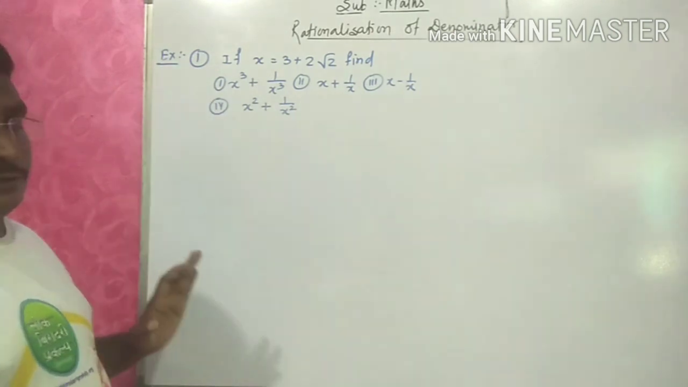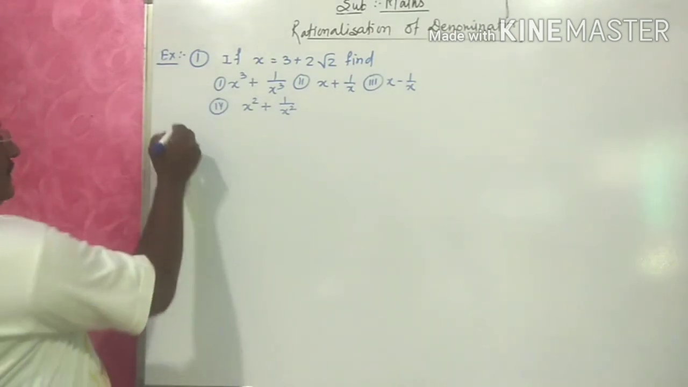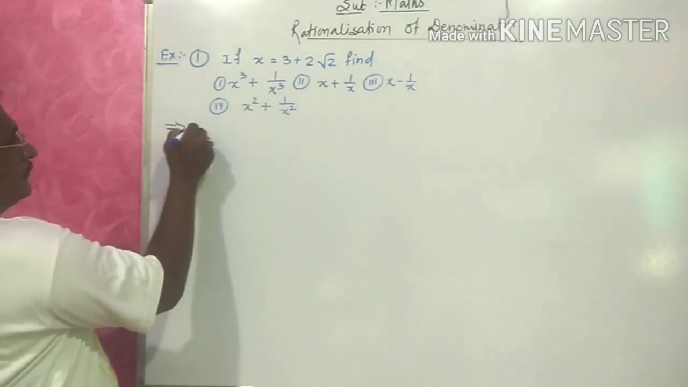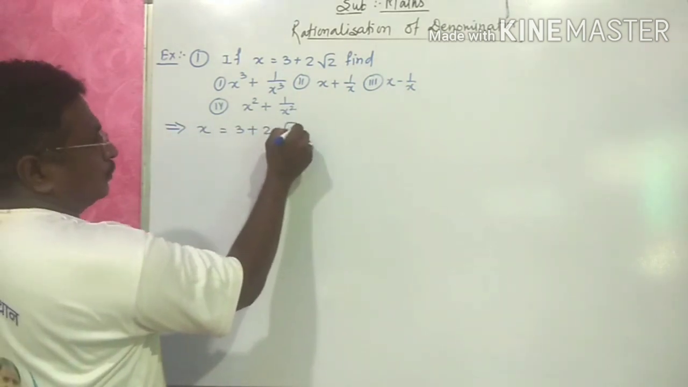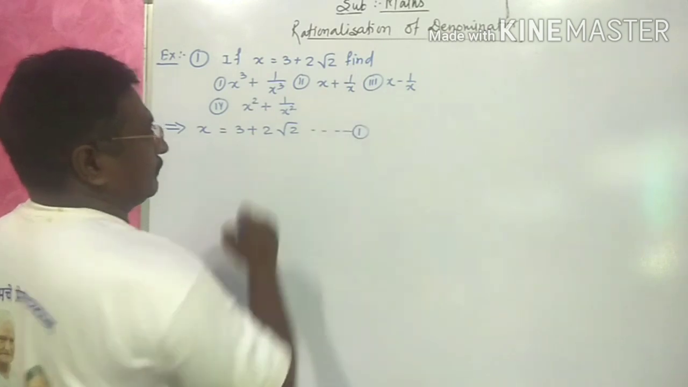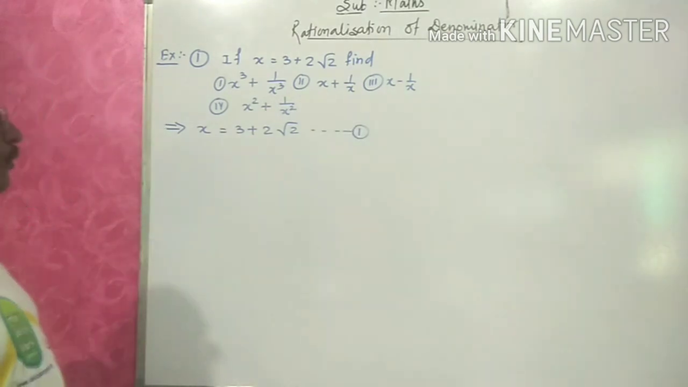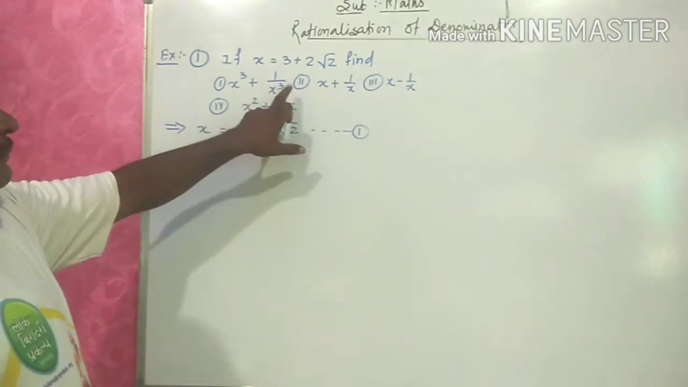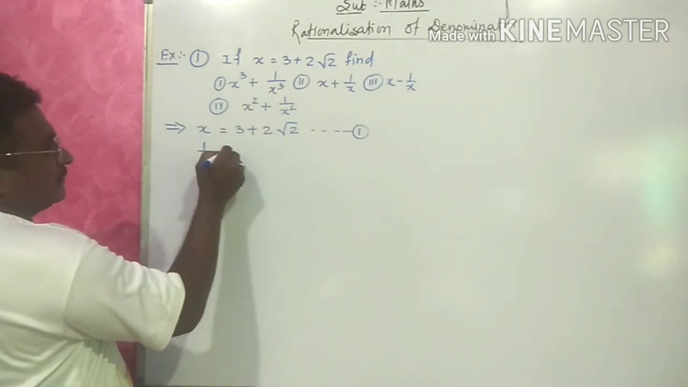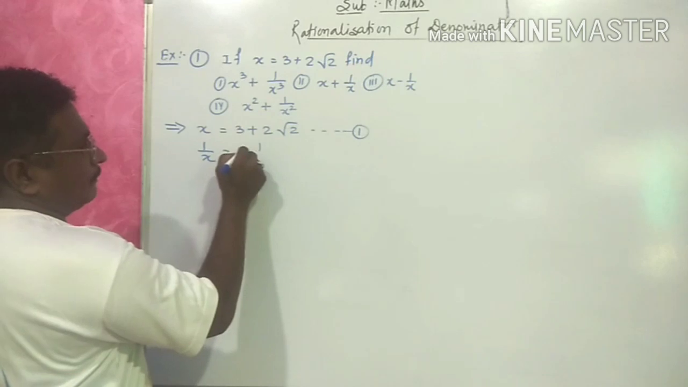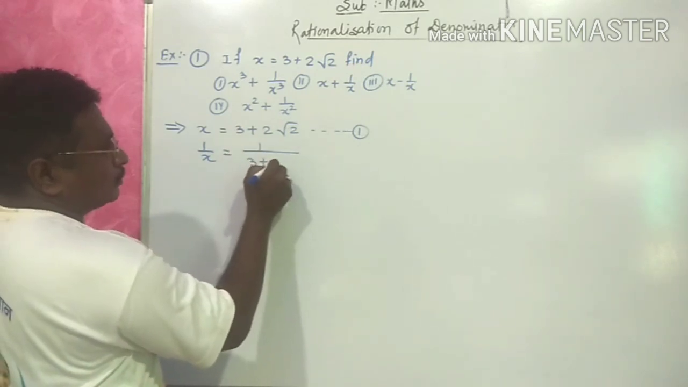How to solve this? So what is given? x equals 3 plus 2 root 2. Equation 1. Now what do we want? 1 by x. So 1 by x means 1 by 3 plus 2 root 2.